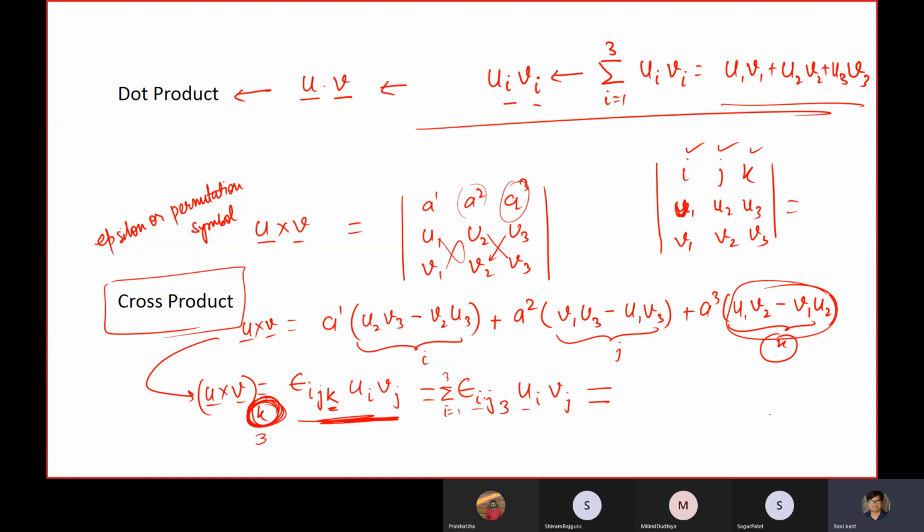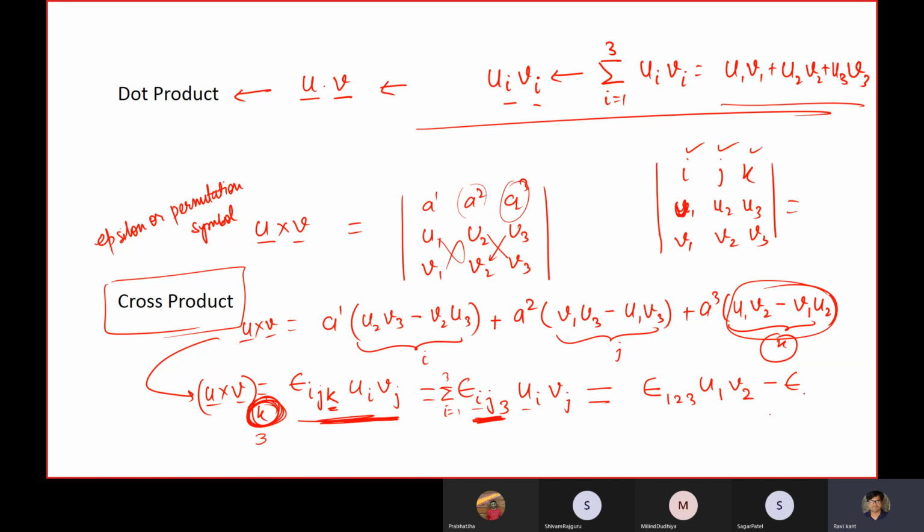And also remember, where there are repeated symbols, it goes to 0. Cyclic will be positive, so only cyclic symbols will be here. So here you will get epsilon 1, 2, 3 u1 v2 minus epsilon, where repeated symbols will be gone, 1, 2, 3.